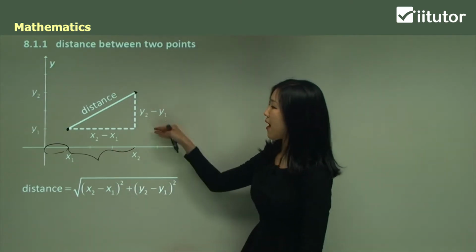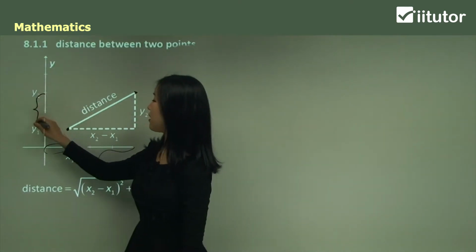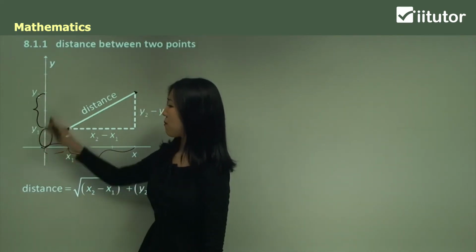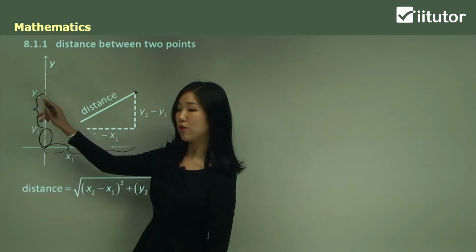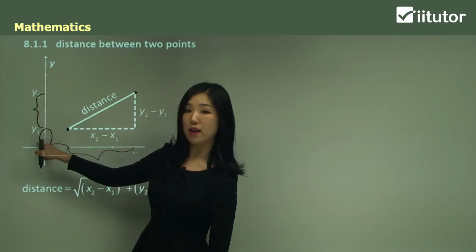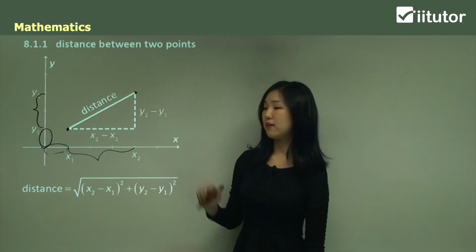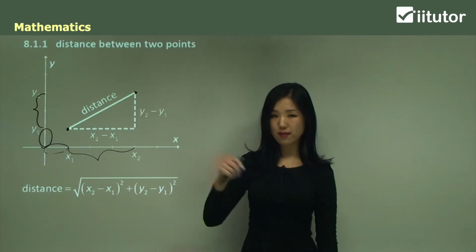And same with the y. I want this particular distance here. So if I want that one, I subtract away this little bit from that whole distance, which is y2. And that little distance is y1. So the distance that I want is going to be y2 minus y1. Okay, so that's just looking at x and y separately.